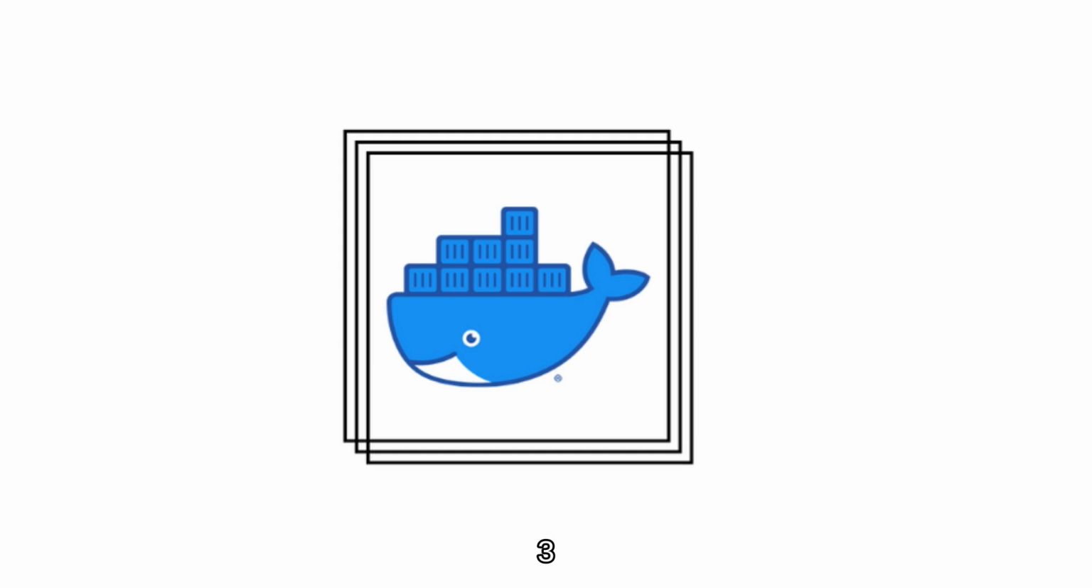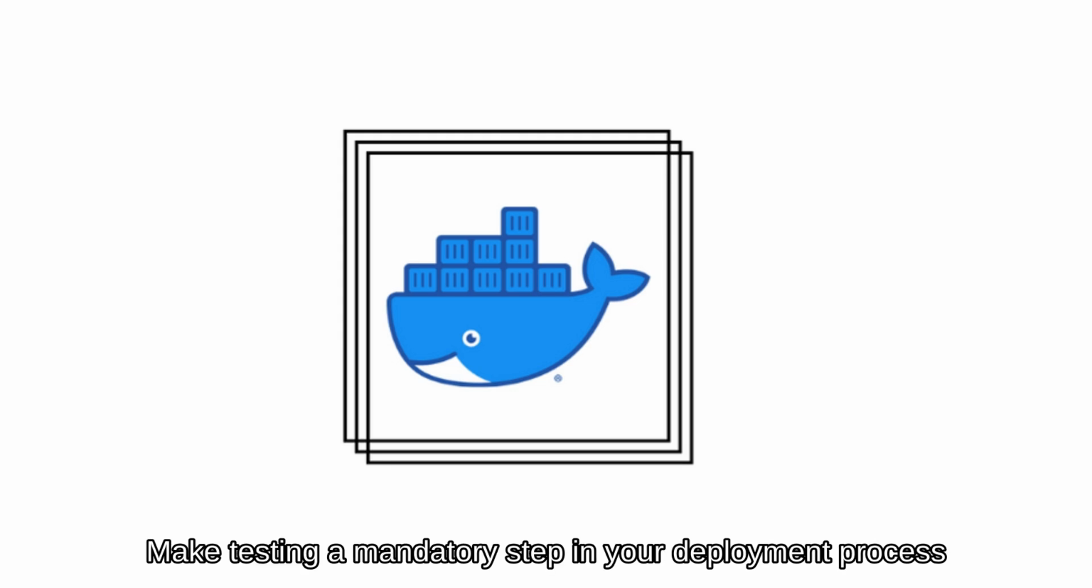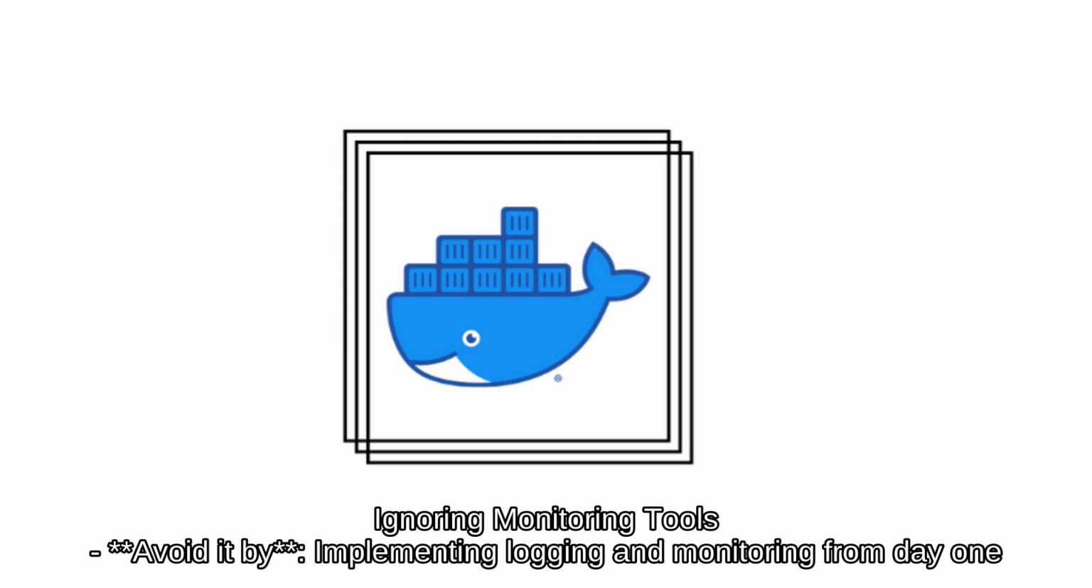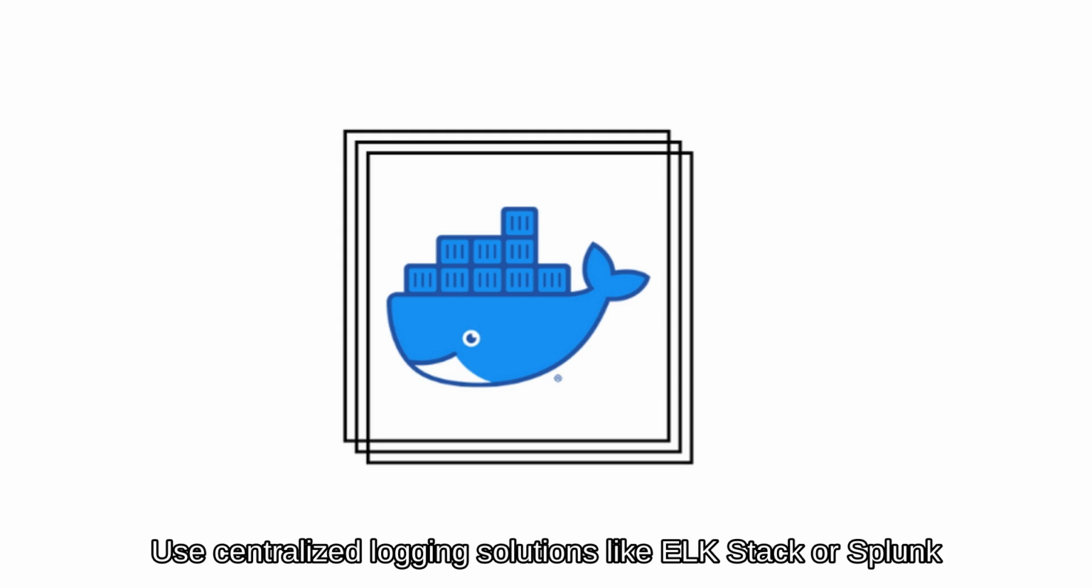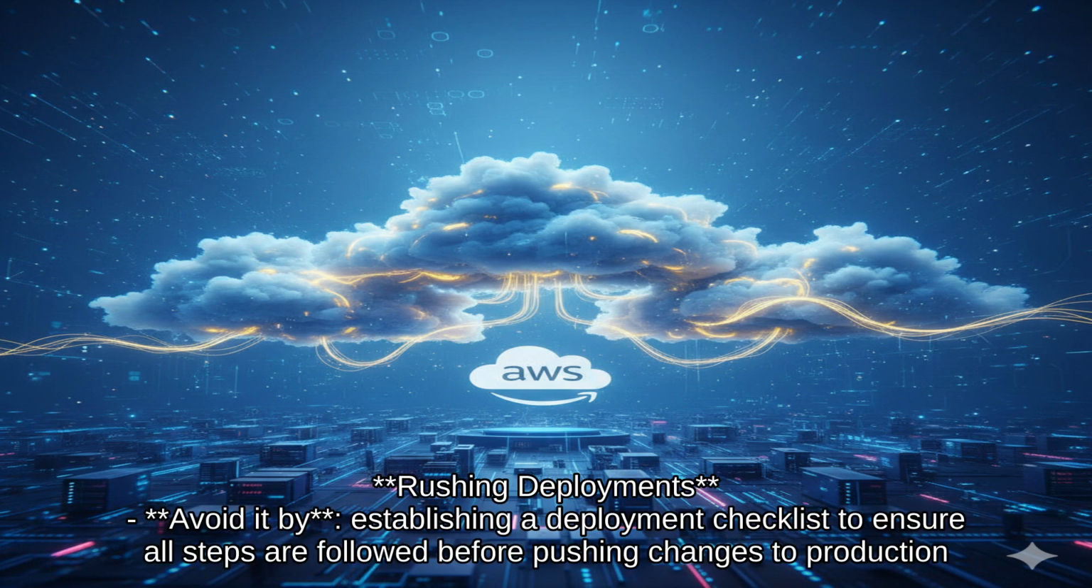3. Failing to test changes. Avoid it by always having a staging environment to test changes. Make testing a mandatory step in your deployment process. 4. Ignoring monitoring tools. Avoid it by implementing logging and monitoring from day one. Use centralized logging solutions like ELK Stack or Splunk. 5. Rushing deployments. Avoid it by establishing a deployment checklist to ensure all steps are followed before pushing changes to production.